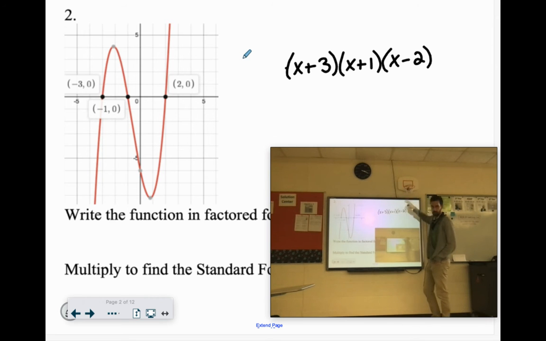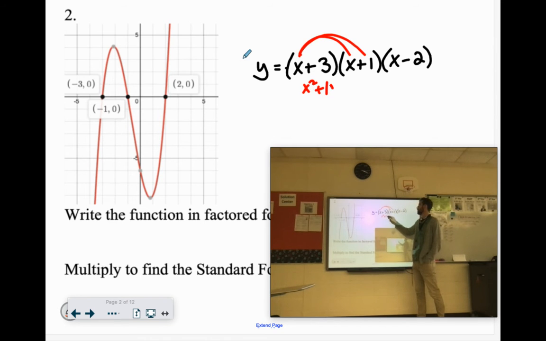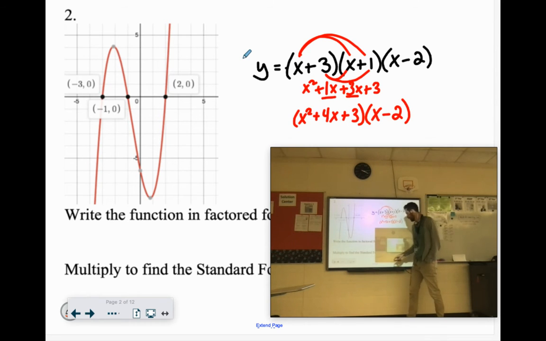It goes up and to the right, which means it has a positive lead coefficient. So it does not matter the order we multiply these. I'm just going to FOIL these first two. So it would be x squared plus 1x plus 3x plus 3. If we combine our x's there, we have x squared plus 4x plus 3. But we still need to multiply that with the x minus 2.